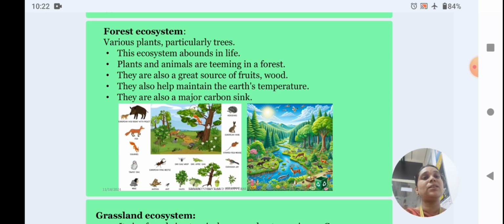Forest ecosystem. This ecosystem abounds in life. Plants and animals are teeming in the forest. They are a great source of fruits and wood. They help to maintain the earth's temperature. They are also called a major carbon sink. The picture represents the forest ecosystem, and we can see the plants and animals teeming together.